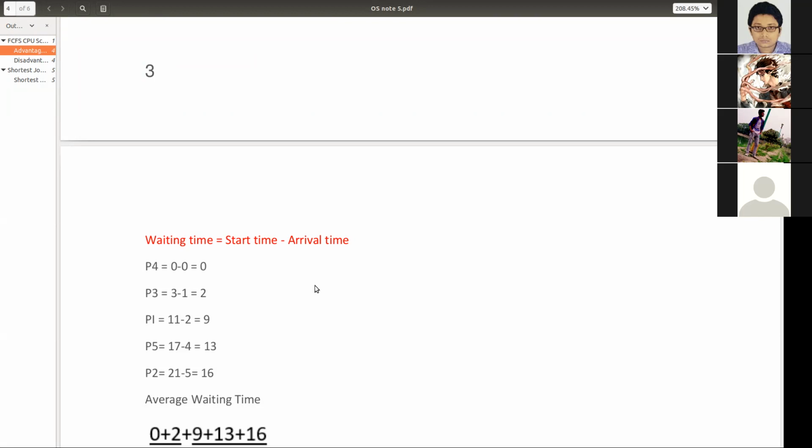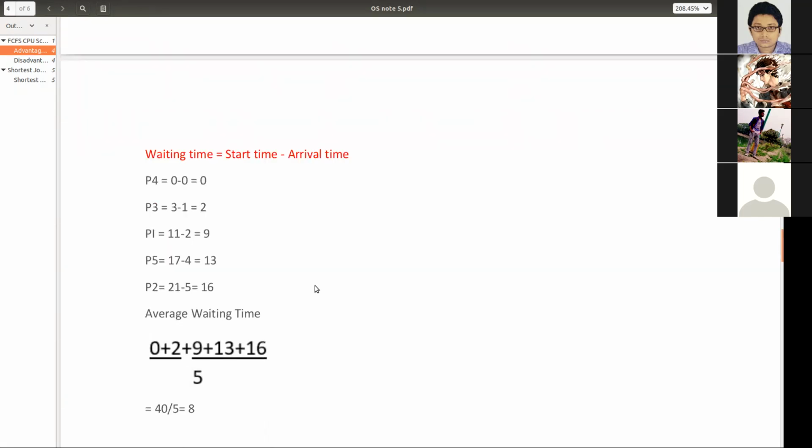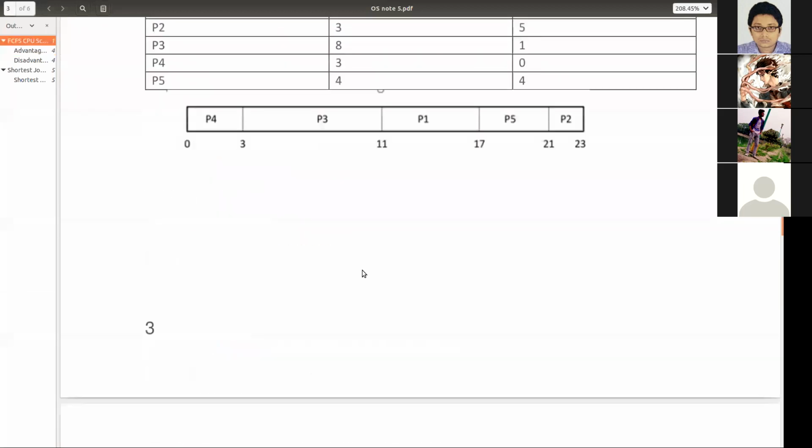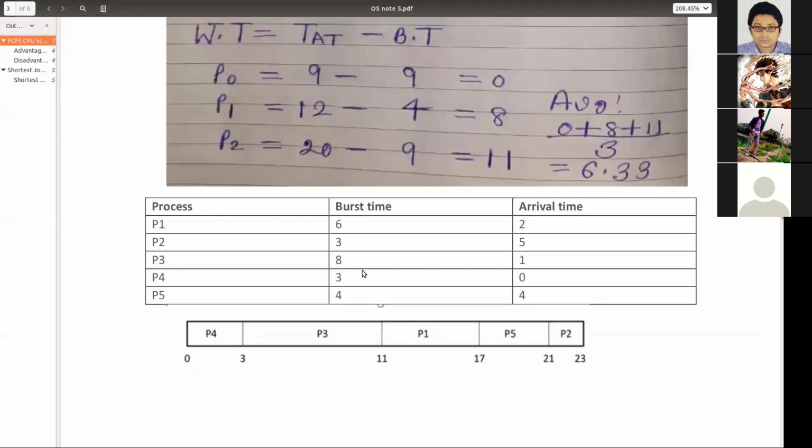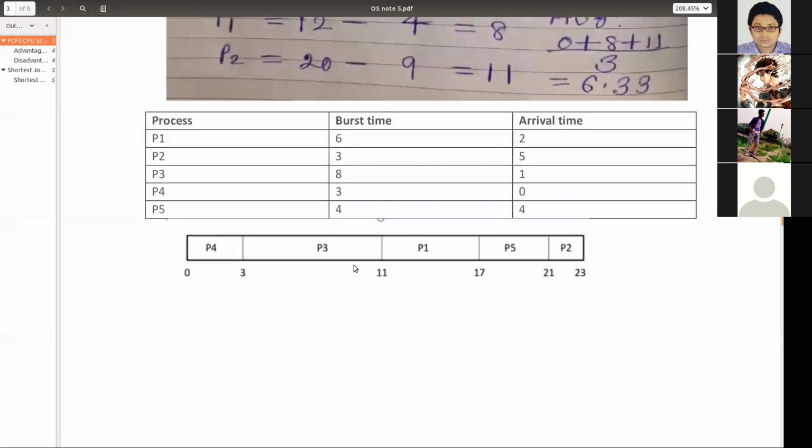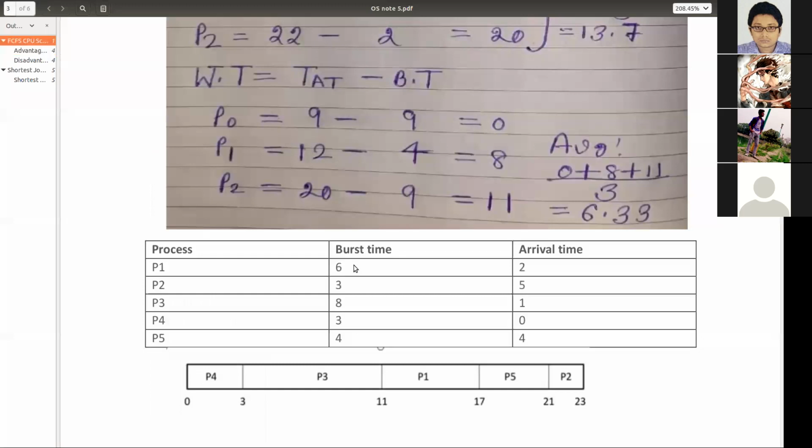Okay, and in that way we will calculate the average waiting time for this sum, and the average waiting time will be 8. So that is the solution of this particular problem. Hope you have understood this problem. So that is basically FCFS.